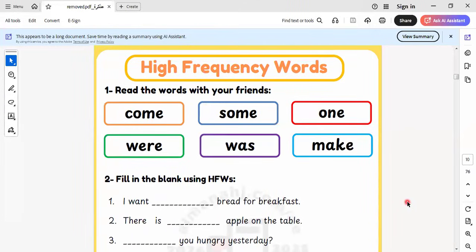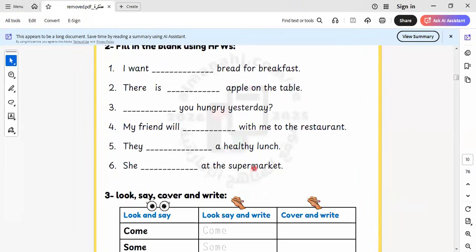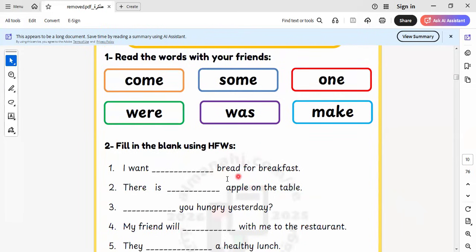Here we have the words, and we put them in the suitable place. Here I want "some bread for breakfast." Without thinking, it will be "some bread." There is one apple, so I write here "one apple." If we have a vowel, I put "an."